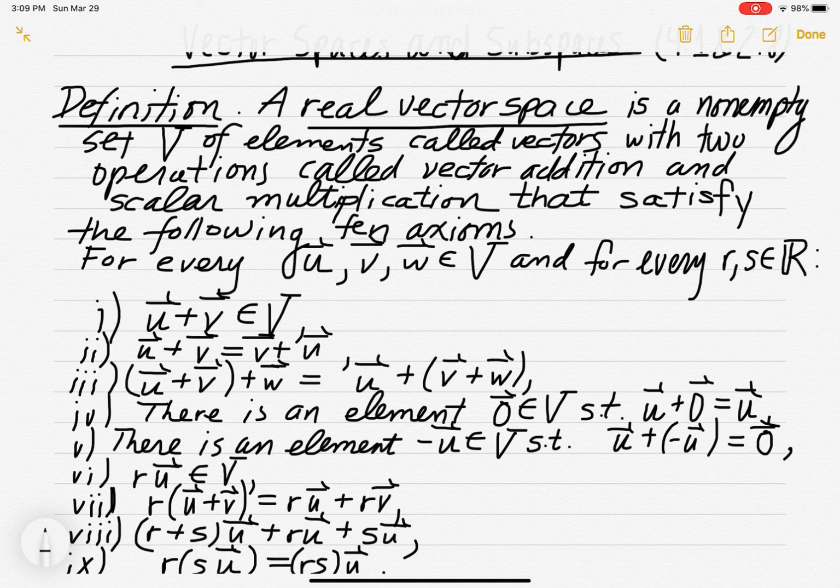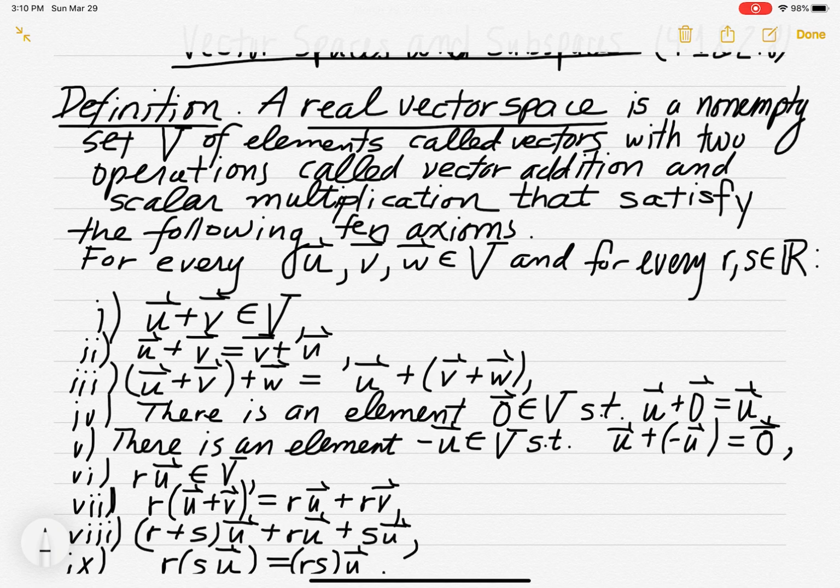For every three vectors u, v, and w, and for every pair of scalars r and s, number one, if I take two vectors, u and v, and add them together, they end up back in the set of vectors. So basically a vector plus a vector is a vector. Property two, u plus v is the same thing as v plus u. So vector addition is commutative. The third property, if I take u plus v, and then plus w, that's the same as taking u plus the quantity v plus w. So we say here that the addition operation between vectors is associative.